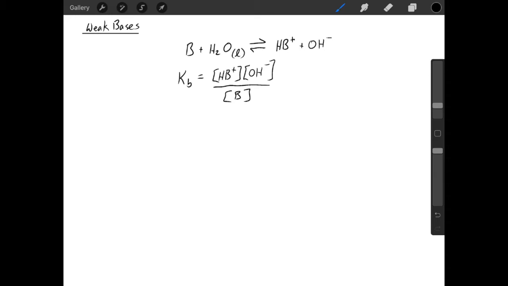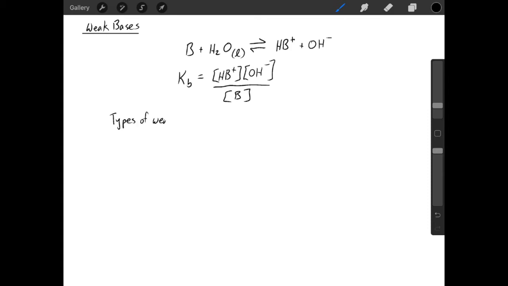Because water is a liquid, it doesn't show up in the equilibrium expression. And you have an equilibrium expression with an equilibrium constant that's given the symbol Kb. And Kb is kind of like a Ka, in that it conveys how strong the base is. But unlike a Ka, it can't really refer to the ionization of the base like a Ka refers to the ionization of an acid, or at least not in quite the same way. Instead, the Kb measures only the extent to which a base reacts with water.